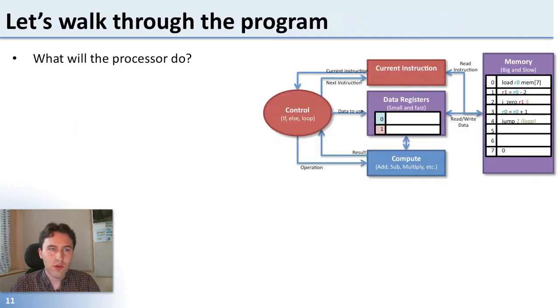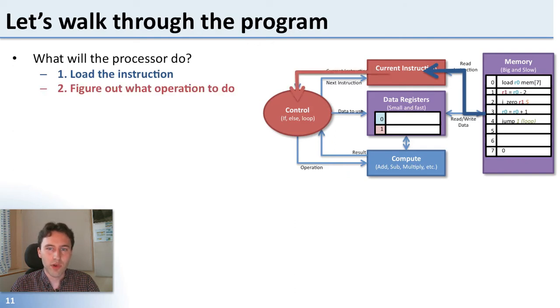So when we run the program, we're going to walk through what the processor does. The first thing it's going to do is load the instruction. So it's going to take it from the memory and take the current instruction. Then it's going to figure out what operation to do. That's in the control. Then it's going to figure out what data to use by going to the data registers. Finally, it's going to do the computation.